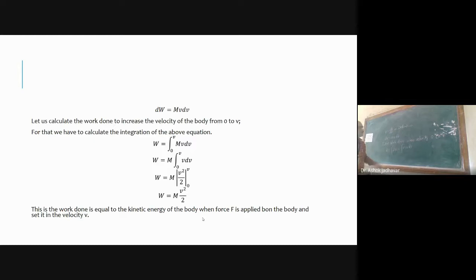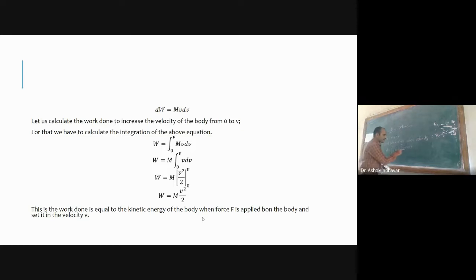So we are interested in the total work done during the change in velocity from 0 to some specific velocity v. So we can determine the upper limit and lower limit of the integration. The upper limit is v and the lower limit is 0. As our system moves from rest position to some final position, we can write that W is equal to the integration from 0 to v of mv dv.